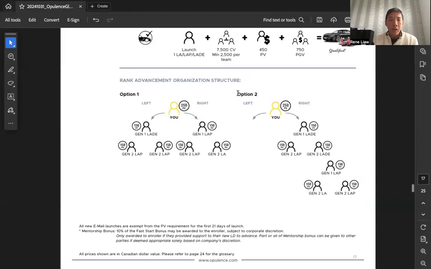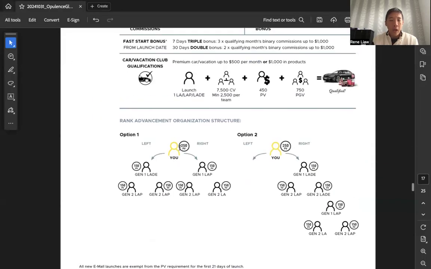So here, you again have two first generation, okay? It could be LAs or higher. So here we have one LADE, there's an LAP, and these people each introduce their own two. So this LADE has an LAP and an LAP. This LAP has an LAP and an LA. So again, they're all LAs or higher. So that's the structure to qualify yourself as an LD1.